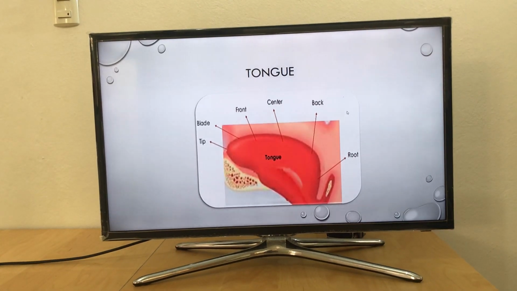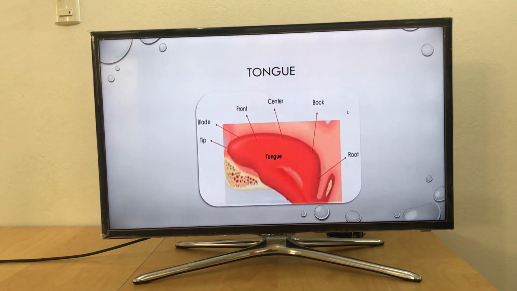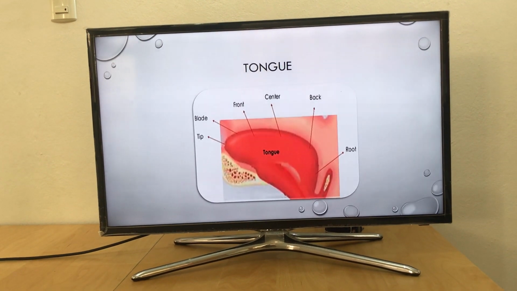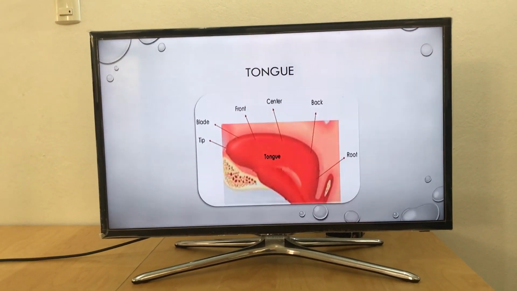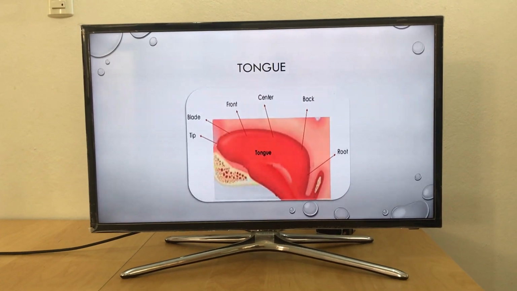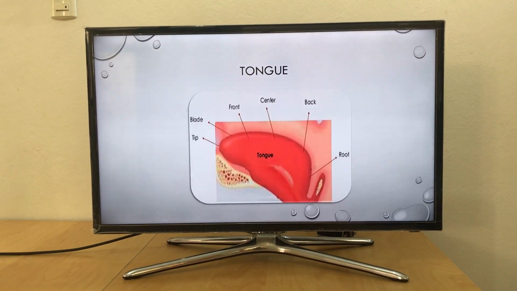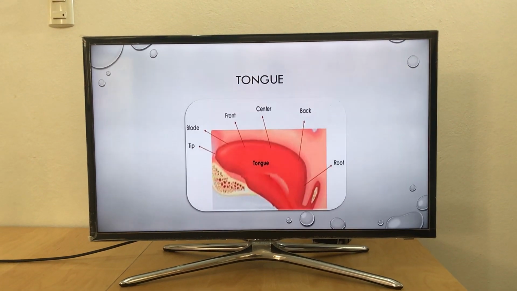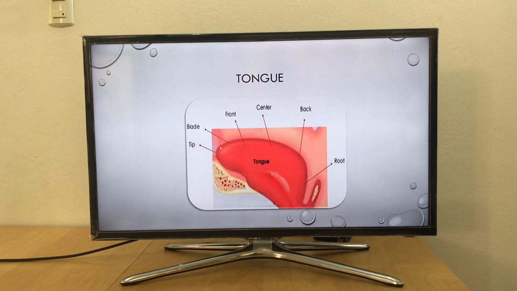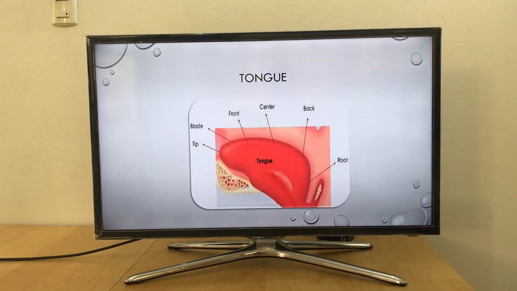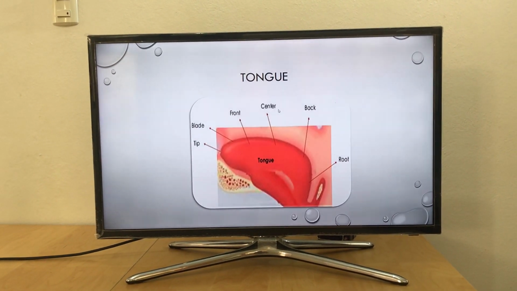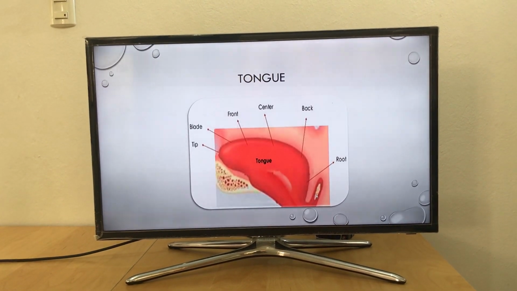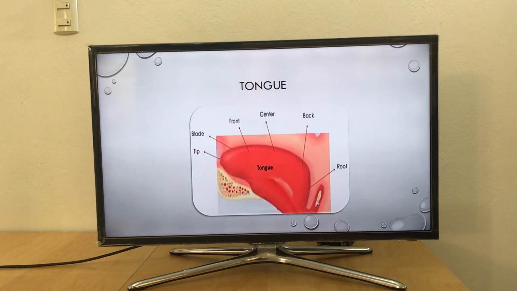And what about our tongue? Our tongue is responsible for the production of many speech sounds, since it can move very fast to different places and is also capable of assuming different shapes. Our tongue is divided into parts: the tip, the blade, the front, the center, and the back.